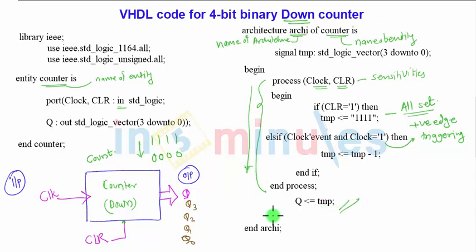That is nothing but the whole architecture, and hence you have to write down the syntax, end and name of the architecture. That's all about the VHDL code for down counter for 4-bit. You can design any counter, any number of bit counter using this program. So that's all about the 4-bit binary down counter.